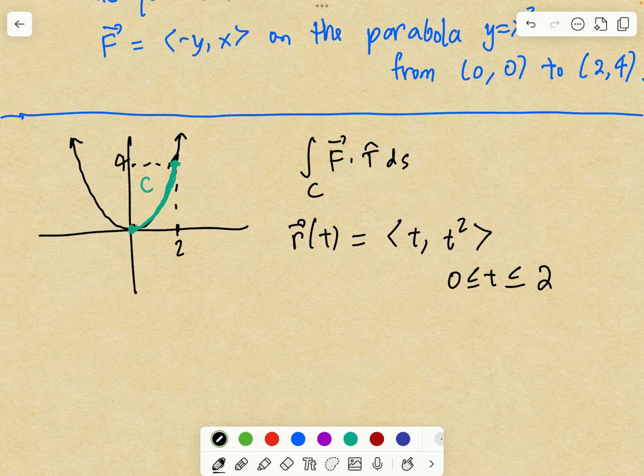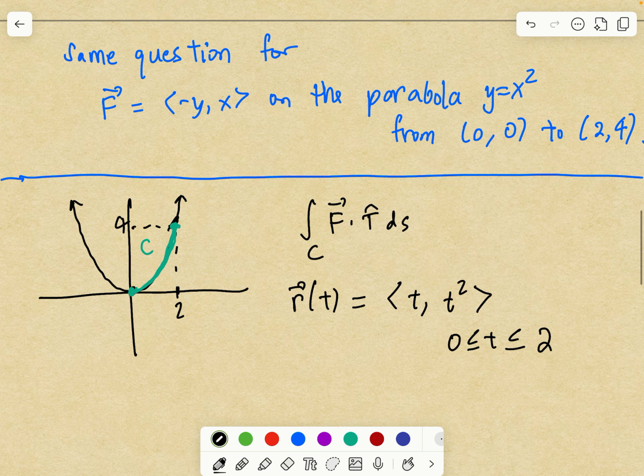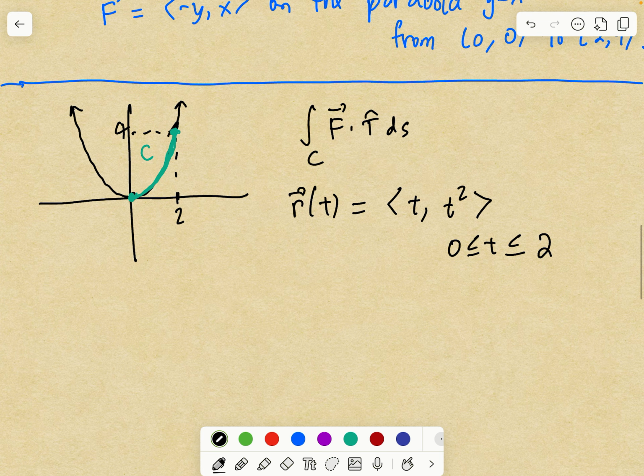And in general, since your x is equal to t, your x of t is just equal to t, it's always going to go from your starting x to the ending x. So in this case, it went from 0 to 2.